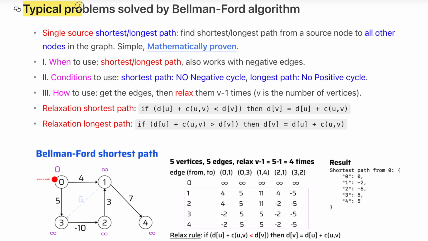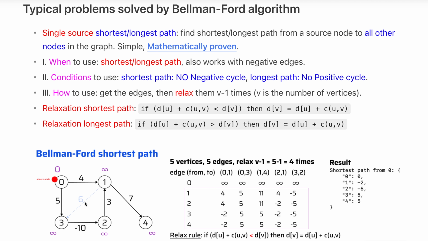First, we're gonna talk about typical problems solved by the Bellman-Ford algorithm. Bellman-Ford is designed to solve single-source shortest path or longest path. It can solve both the shortest path problem and the longest path problem. With Bellman-Ford, it's gonna find the shortest path, longest path from one source node to all other nodes in the graph. It's very simple and mathematically proven. If you are interested in a math proof, you can click this link here to read more about it. Here in our tutorial, we only focus on the application.